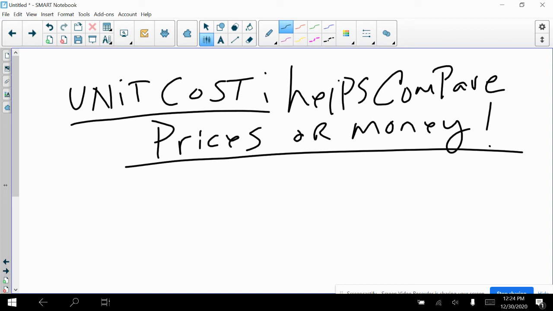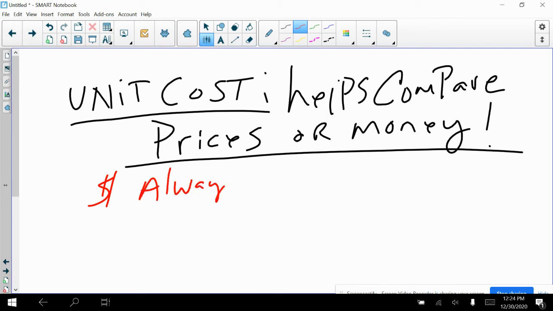Okay, so it's kind of like the last one that we did in unit rates, and they can deal with money too, but unit cost strictly compares money with an object. You're going to want to find out how much 1 pound costs, 1 ounce, 1 mile.